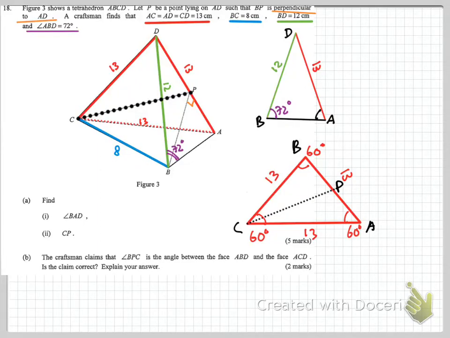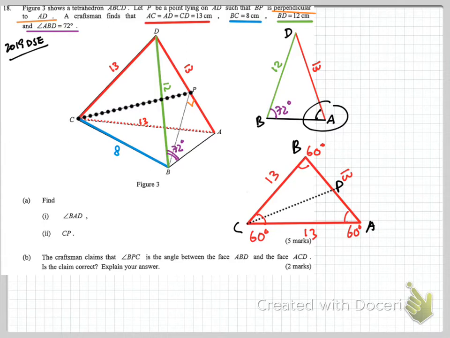Let's take a look at this question. This is taken from the 2019 DSE past papers. I try to highlight all the colors and put back the data in the respective positions. In part A1, they want to ask for the angle BAD, right?